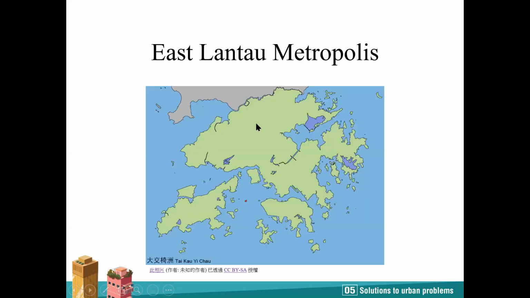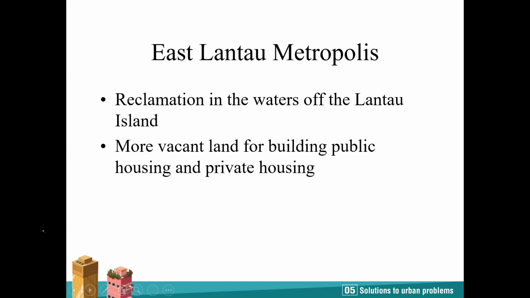Another plan to solve the housing problem is East Lantau Metropolis. Carrie Lam proposed a plan to create new land in the waters of Lantau Island here. So this would create a large area of land, and the government plans to build public housing and private housing on the new man-made island. So reclamation in the waters of Lantau Island creates more vacant land for building public housing and private housing.